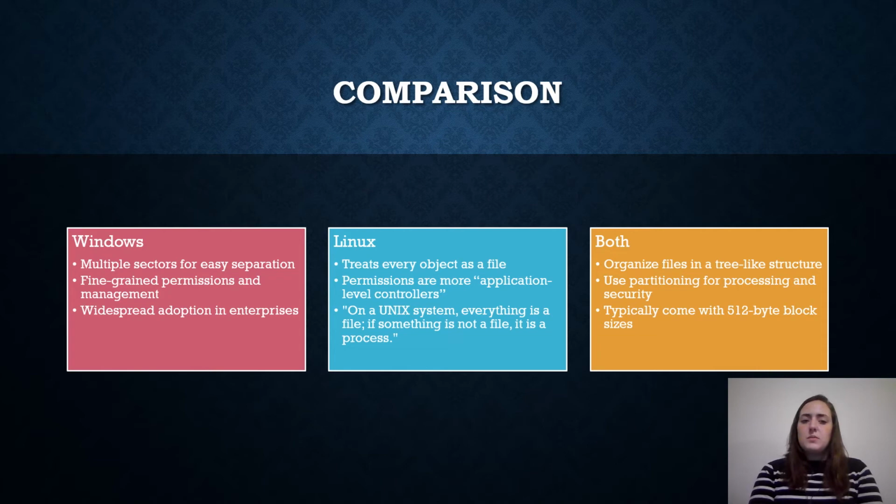To compare, Windows has multiple sectors for easy separation, but can get a little bit more specific and fine-grained with permissions and management. It also is more widespread in enterprises, so it is an easy adoption. Linux treats everything as a file. Permissions are more application-level controls, and on a Linux or Unix system, everything is a file. If something is not a file, it is a process. However, both of them organize files in a tree-like structure, use partitioning for processing and security, and typically come with 512 byte block sizes. If it were to come down to it, I would probably adopt Windows for my organization or enterprise because it is easier to adopt and there's more of a widespread knowledge base in the industry.